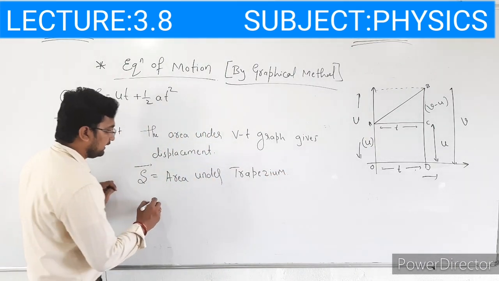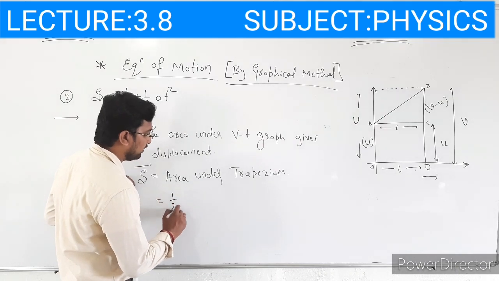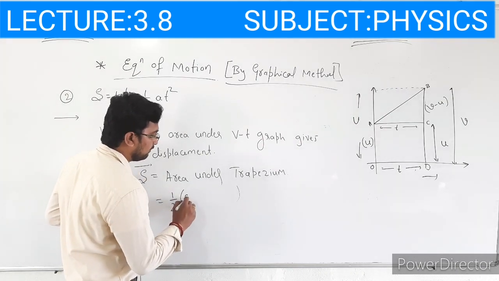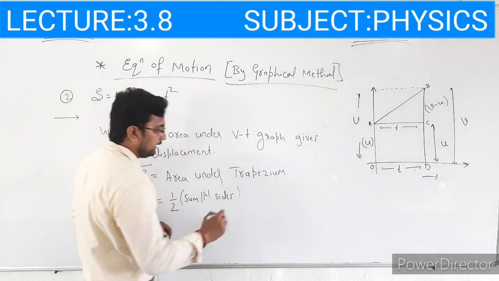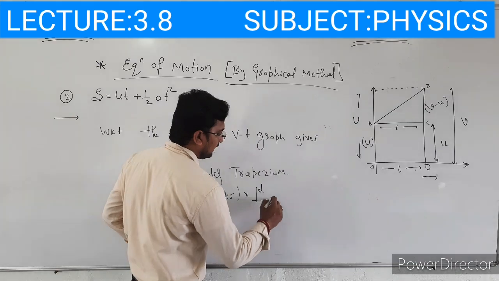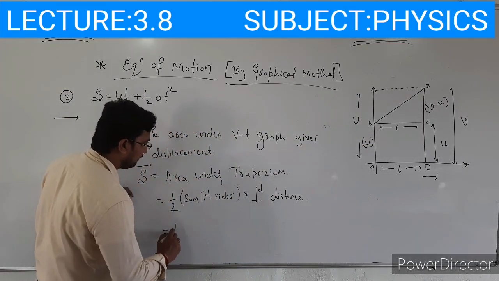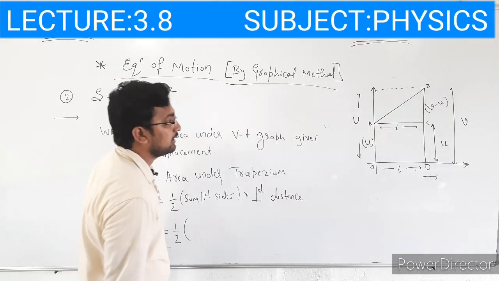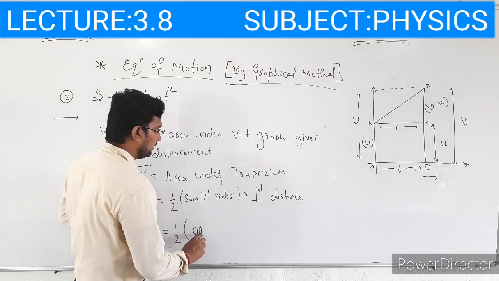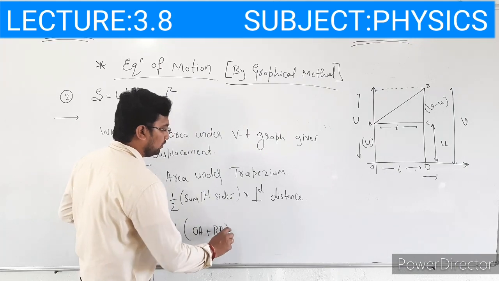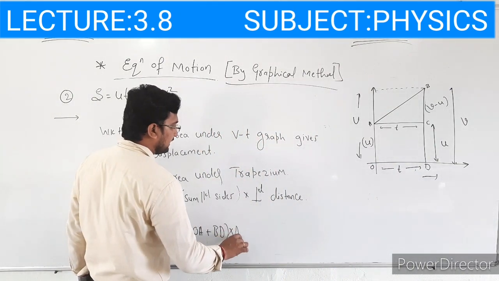What is the formula we use to find the area of a trapezium? It is 1 by 2 into the sum of parallel sides into the perpendicular distance. Here the parallel sides are OA and BD, so it is OA plus BD into the perpendicular distance. The perpendicular distance is AC, or OD.